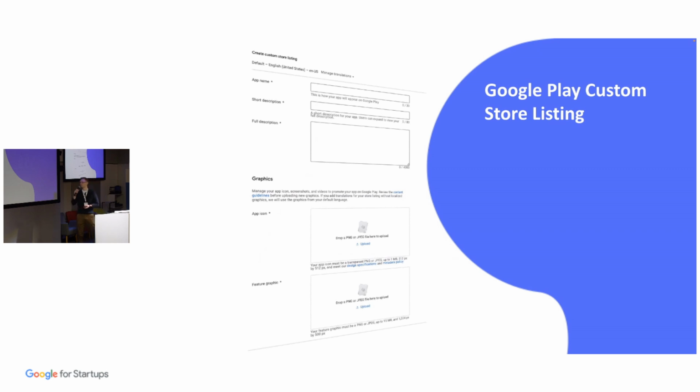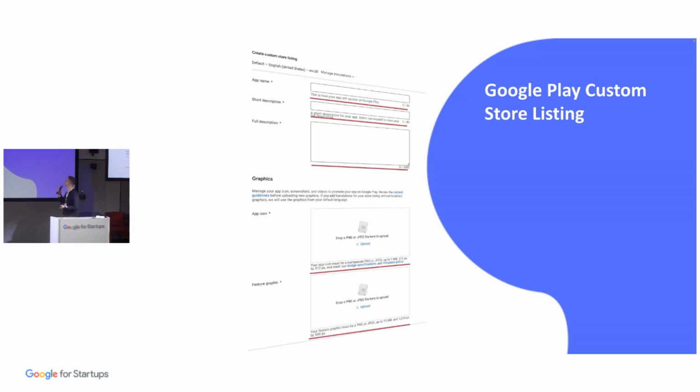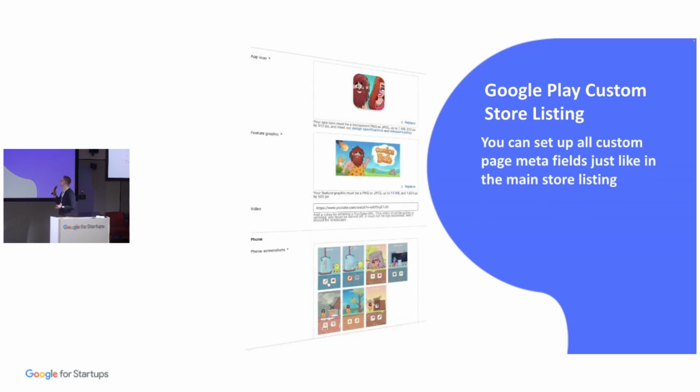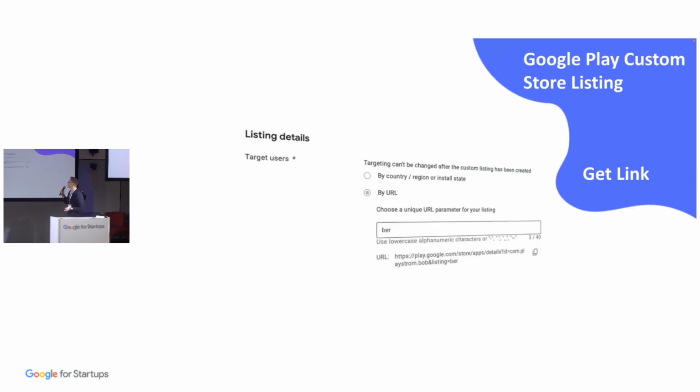Unlike the App Store, in Google Play you have a huge opportunity to customize your page. You can actually do anything. You can change the app name, full description, screenshots, video, anything, like in the main store listing. So that is an example of our game. After that, you get a link, and this link can be used in your advertising campaign.